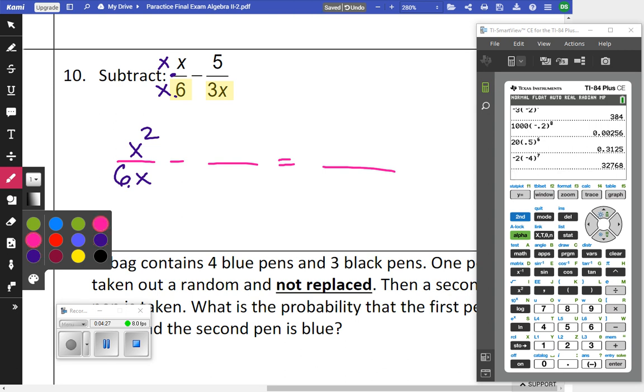What does this next fraction need in order to get me a 6x on bottom? I need to multiply top and bottom by 2. So on bottom, I get 6x. On top, I get 10.